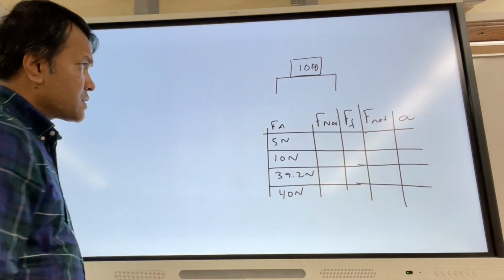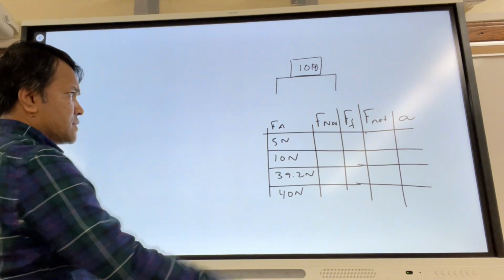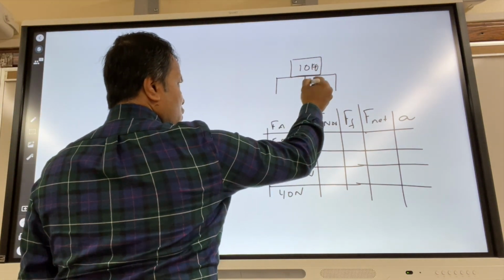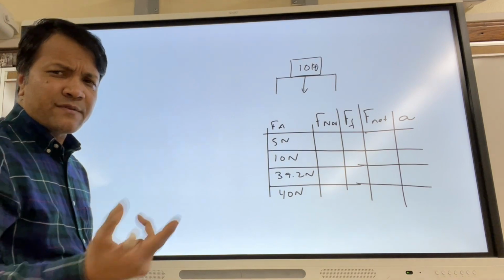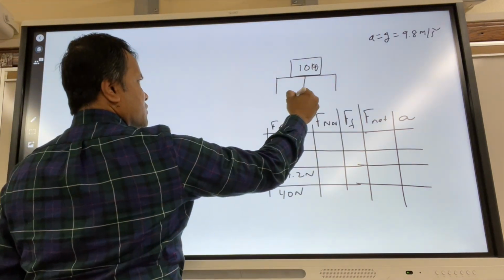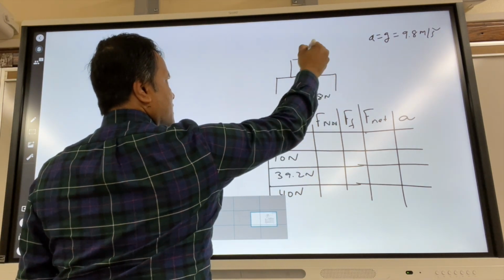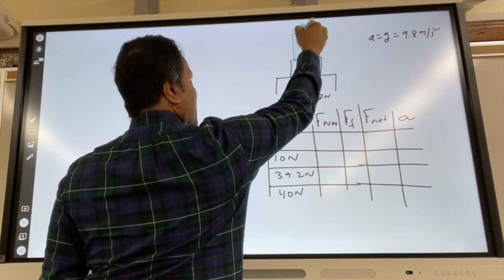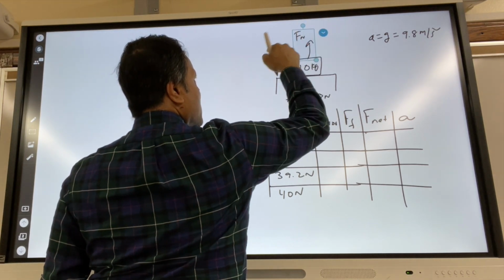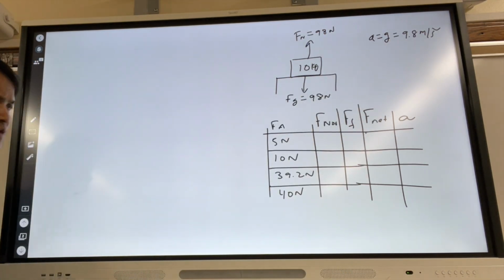Okay, all right, good. So first thing first, you're going to have to find the weight. What would be the weight of the box? You're going to use acceleration due to gravity, 9.8. So Fg would be 98 Newton. Fn will also be 98 Newton. Okay, so far so good.